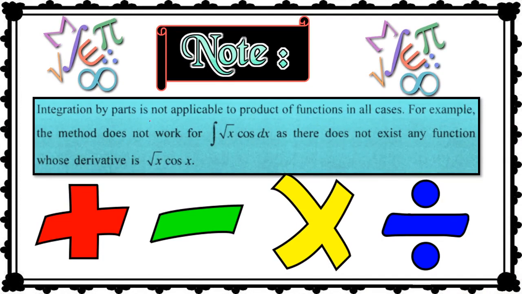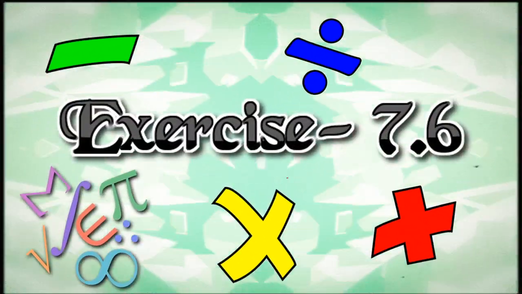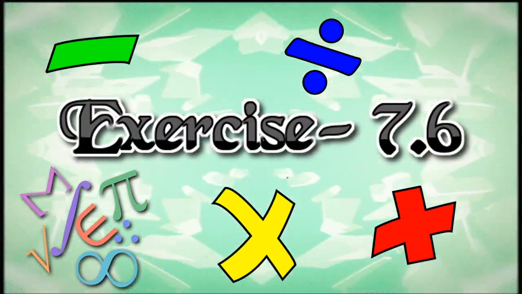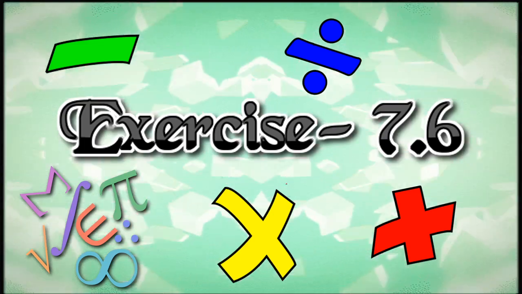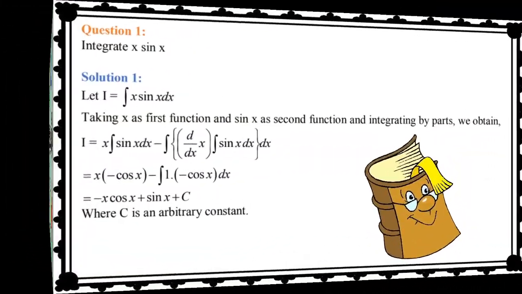Integration by parts is not applicable to the product of functions in all cases, right? For example, the method does not work for this function, root x cos x, as there does not exist any function whose derivative is root x cos x. Now let's discuss a few questions of 7.6 to make the concept clearer.